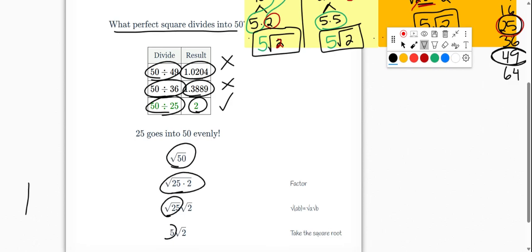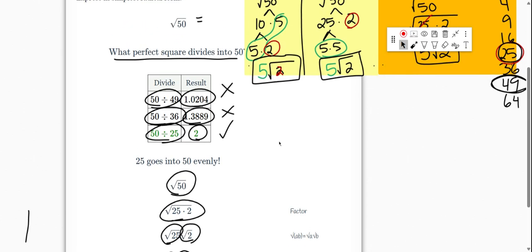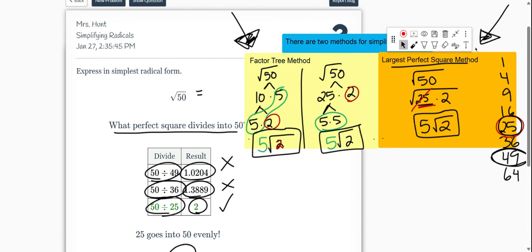The square root of 25 is 5. The square root of 2 stays the same. Notice that no matter what way you do it, you get the right answer. But you have to make sure you're following the rules of the way you're choosing. So let's do one more example.